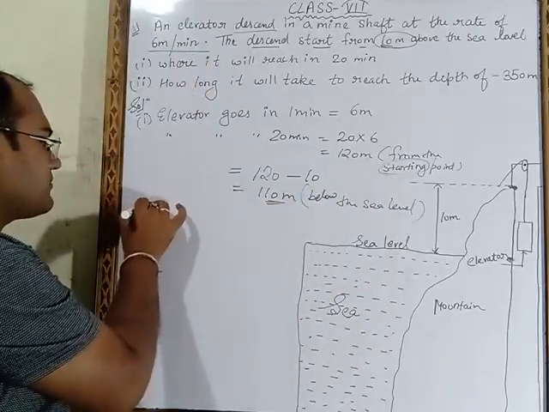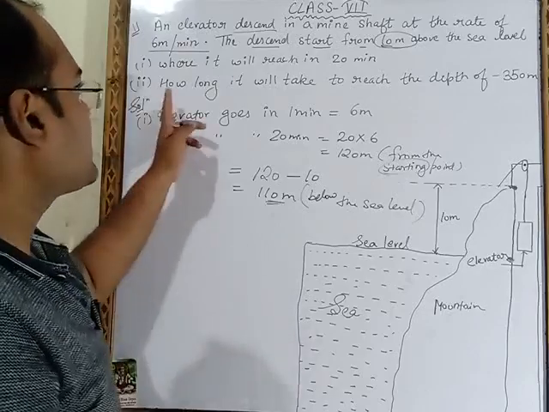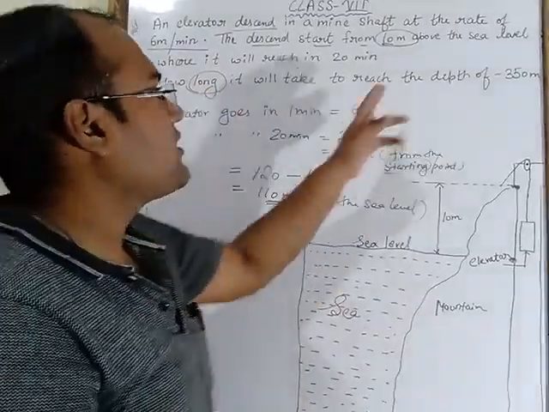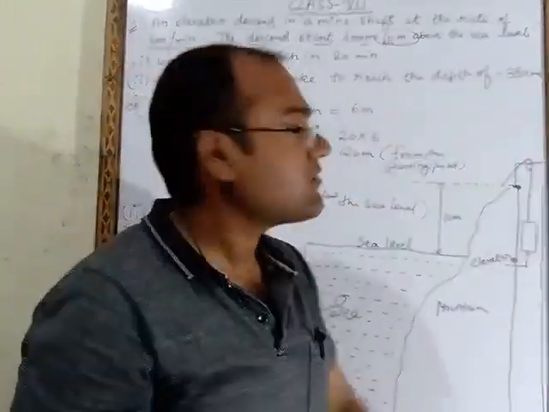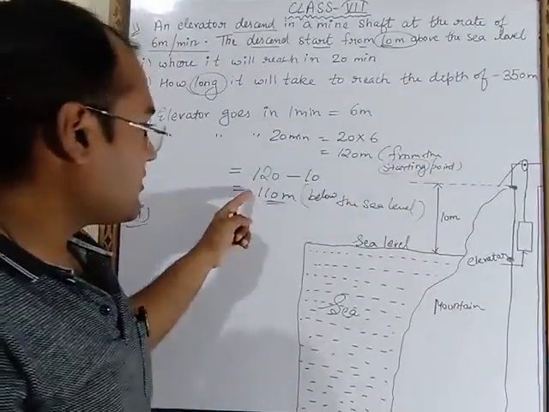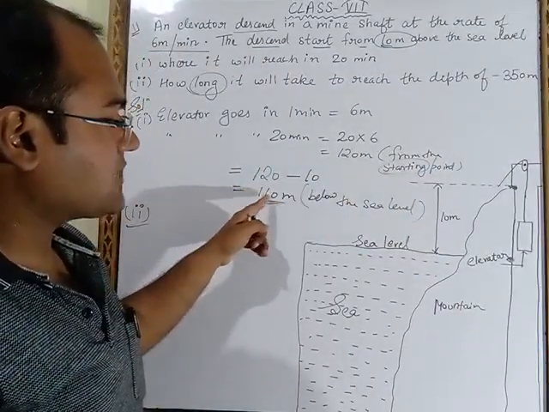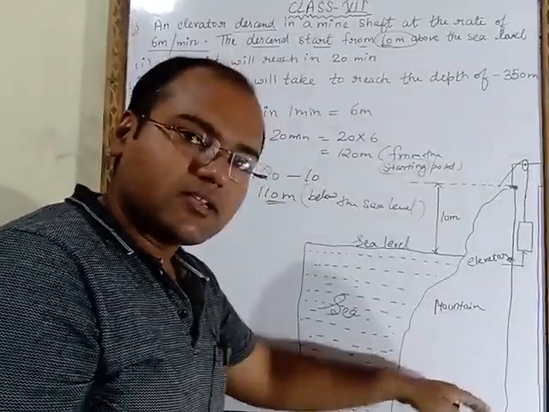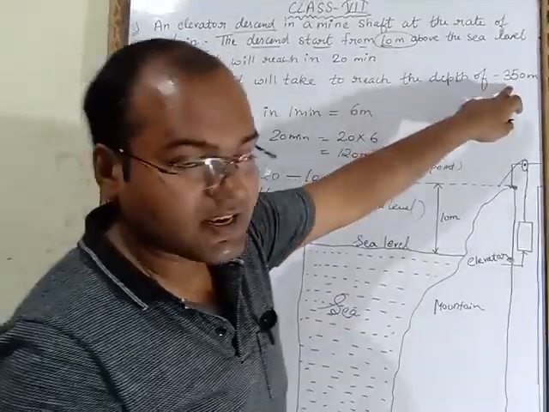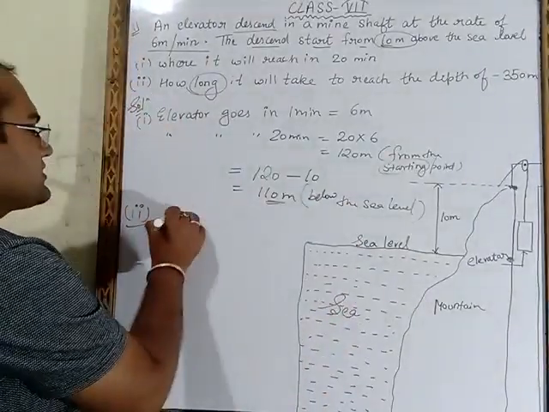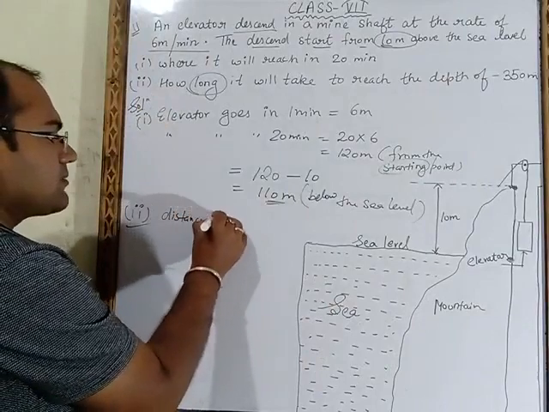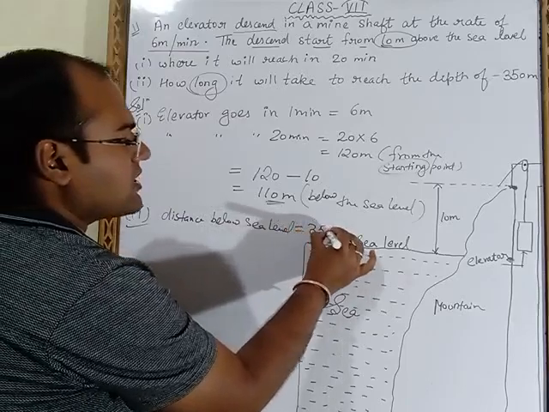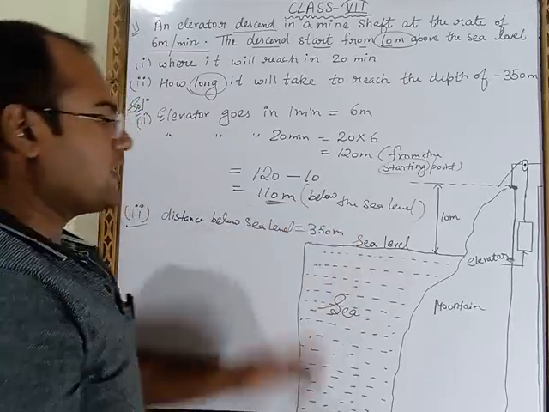Now come to the second part. The second part is how long it will take. How long means how much time it will take to reach the depth of minus 350. The minus sign is coming, as I explained. If we take minus 110 meter, minus 110 means this much distance is below the sea level. Here the distance below sea level is given. How much? 350 meter. No need to take this minus sign.